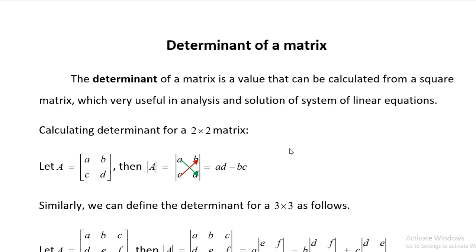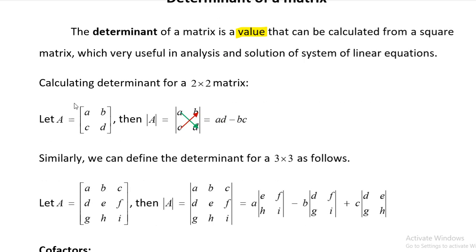A determinant of a matrix is a number, a value that can be calculated from a square matrix. So first of all, your matrix has to be a square matrix, okay? And remember, it is a value. It is not a matrix, or it is not something rectangular. It's just a real number. And how we can define it, let's discuss starting from a 2 by 2 matrix.